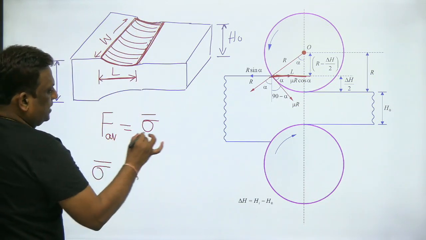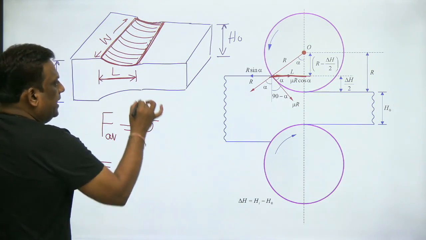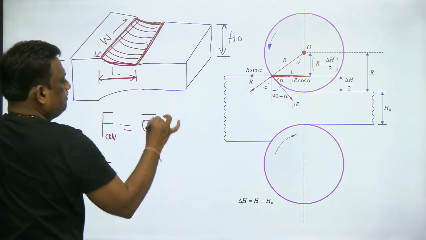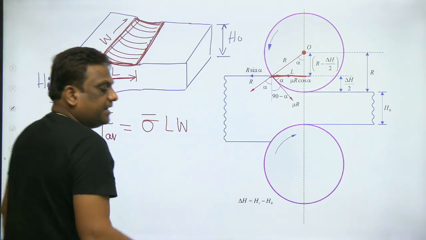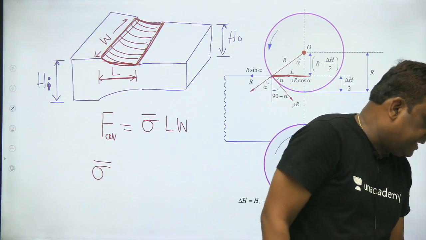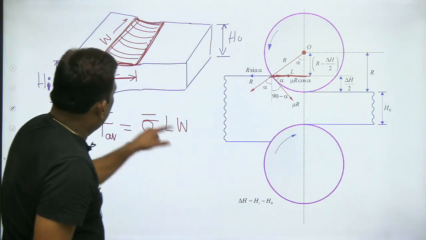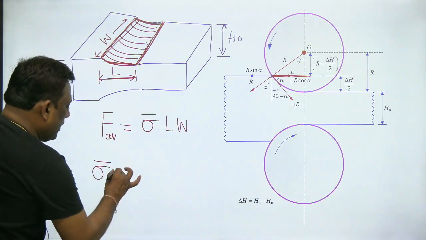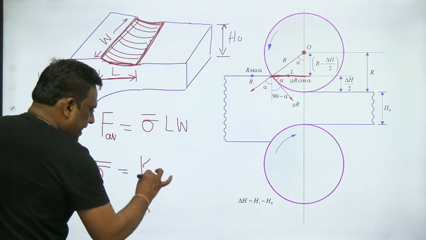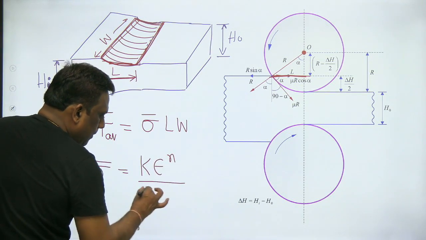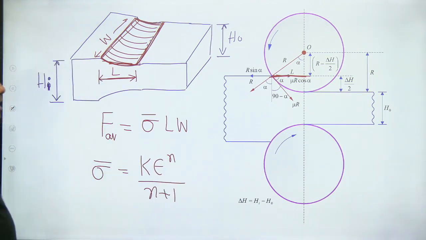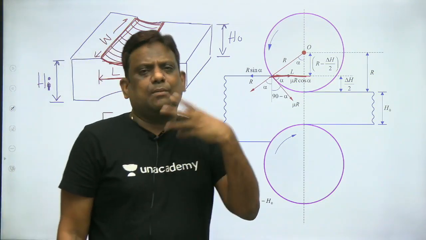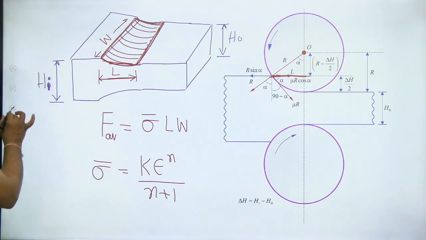So what will be the average force? It will be the average flow stress into area. What is this area? L into W. We can easily calculate this. W is given, the length of contact we can calculate. How do I calculate sigma? Already I told you, K epsilon to the n divided by n plus 1. Now observe. Whenever I say force, it will act at some point. Let us understand very clearly.